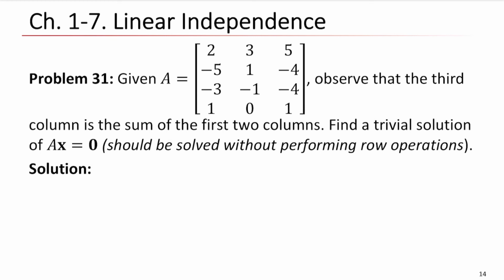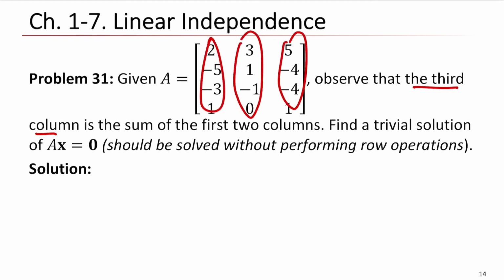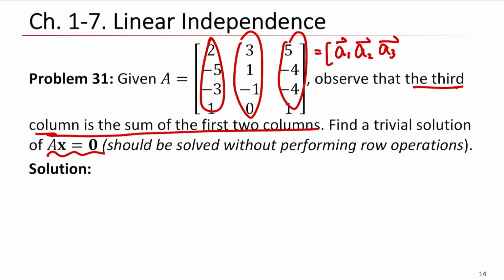Okay, so given the matrix A something like this. Observe that the third column, this one, is the sum of the first one and second one. Then find the solution of Ax equals 0. Okay, let's think about that. Let's say this is the set of the column vectors like that. In this statement, we already know A3 is A1 plus A2, right?